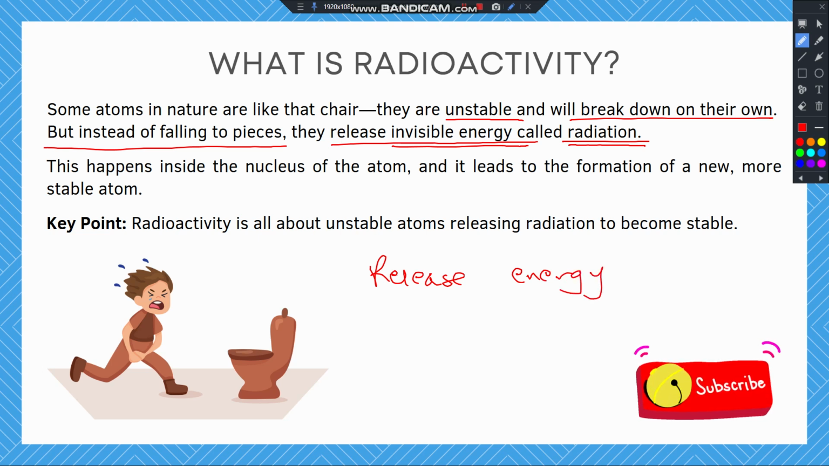Now this happens inside the nucleus of an atom, and it leads to the formation of a new, more stable atom. You see, the concept of radioactivity is all about unstable atoms releasing radiation to become stable.